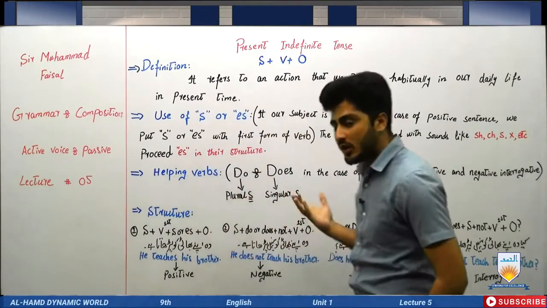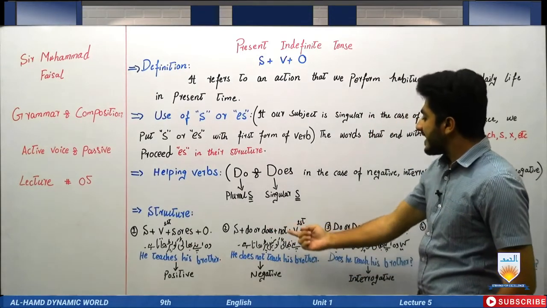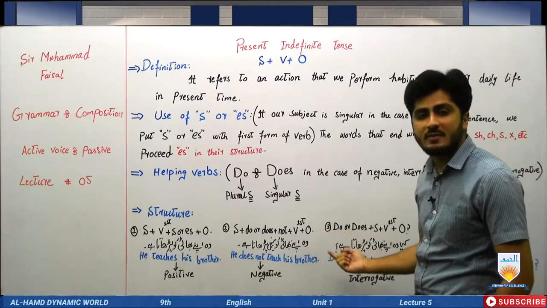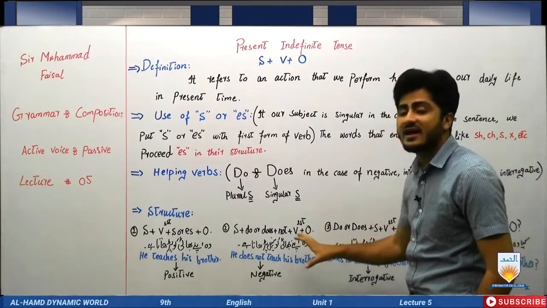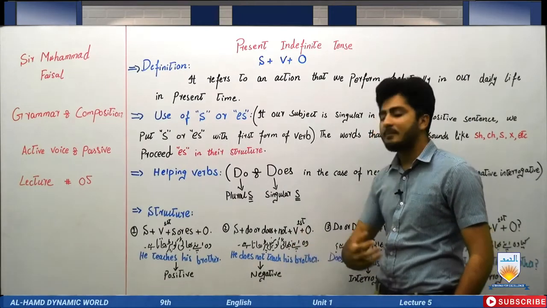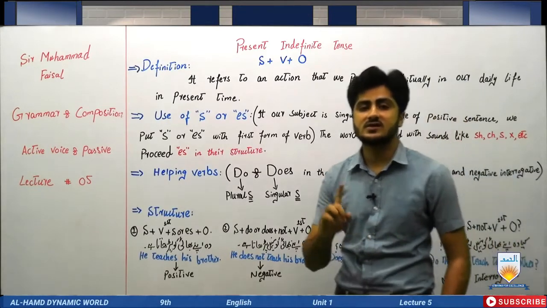So you may look on the whiteboard and you may observe by yourself: subject plus do or does plus not plus first form of verb plus object. Here we are not adding s or es with the first form of verb. वो अपने भाई को नहीं पढ़ाता है. He does not teach his brother.